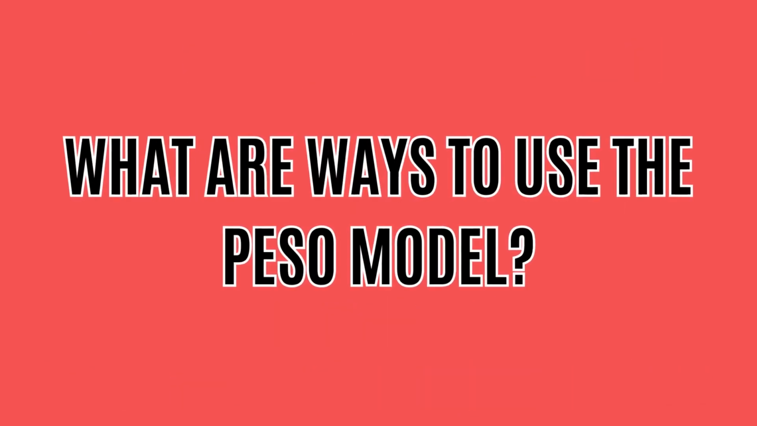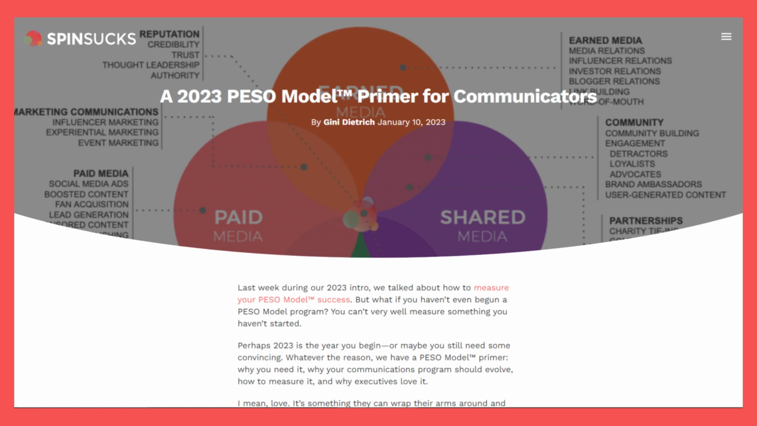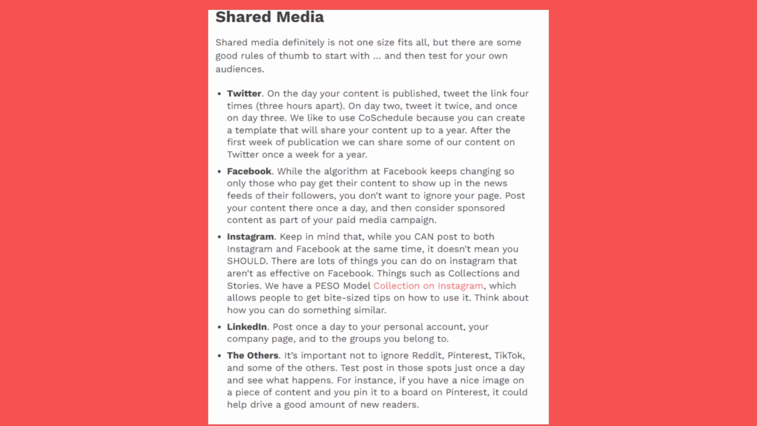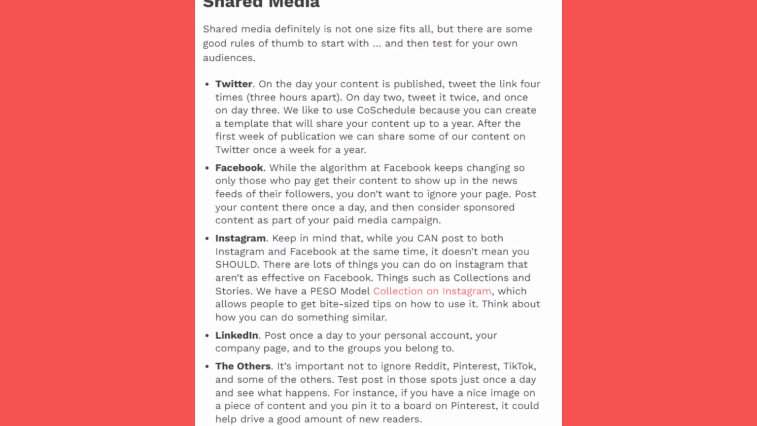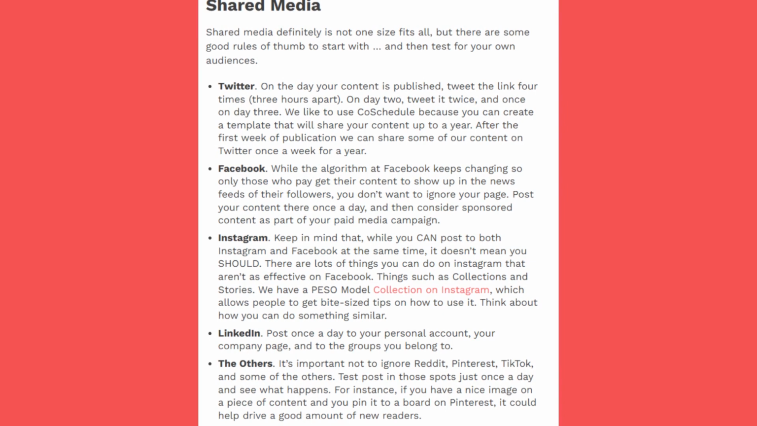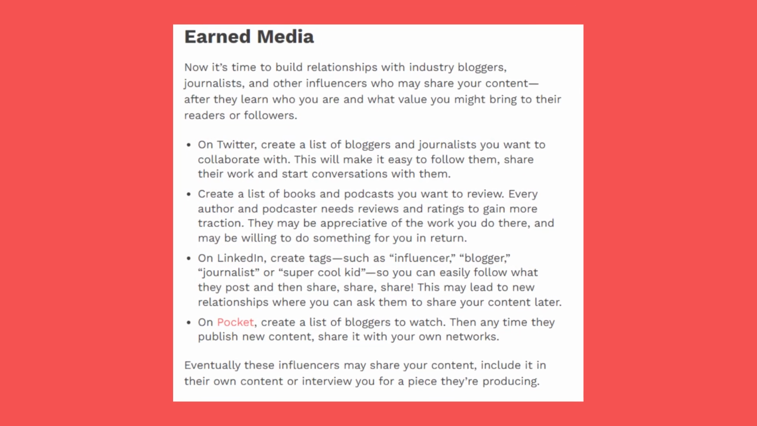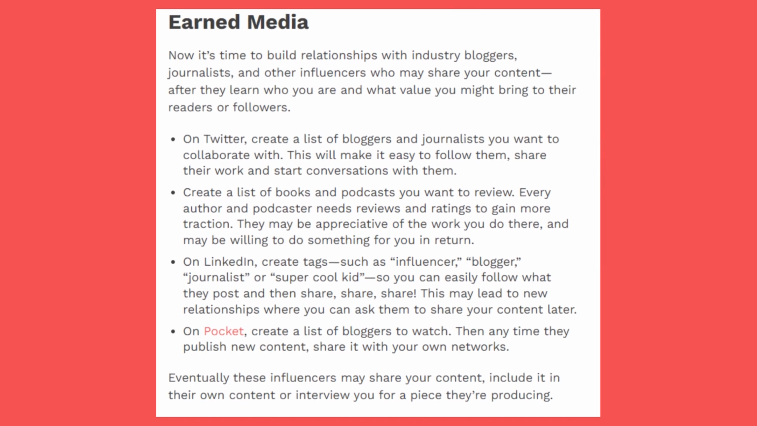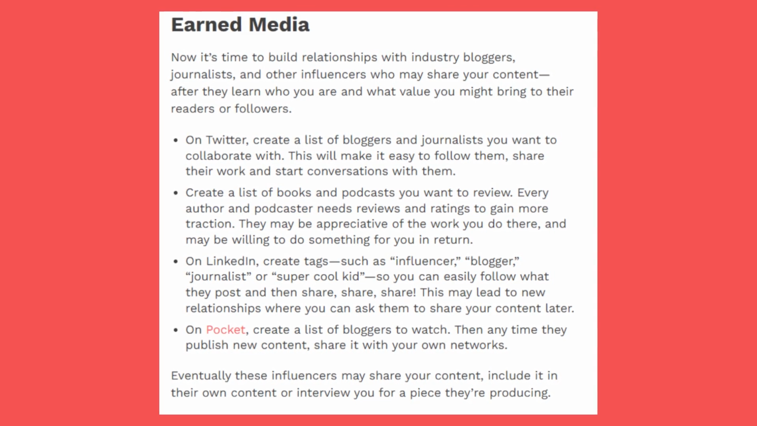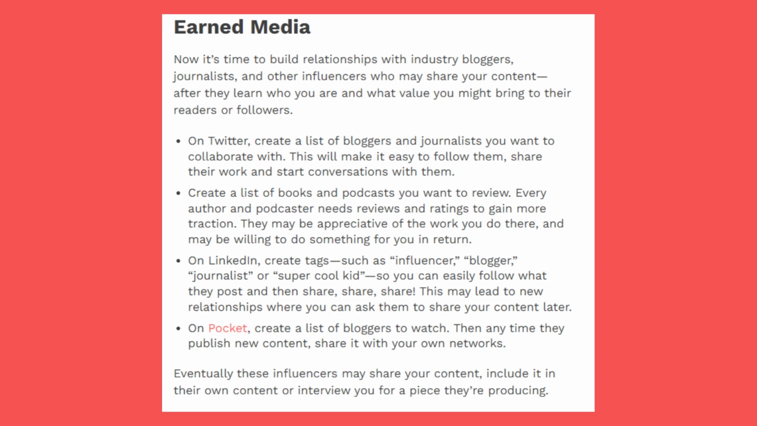So how can a brand use the PESO model? From the Spin Sucks blog post, a 2023 PESO model primer for communicators, this is outlined. With shared media, after you post your own content to your website, share it on social media. It's explained how to do this differently on each different platform, from Twitter to LinkedIn and others, as well as to consider paid content on the social media platforms. With earned media, you can create a media list of influencers in your niche that you want to collaborate with. They can be popular from social media, they can be bloggers, or they can be journalists, and so on. Then you can follow them, share their content, recommend content to them to review, and start building a relationship with them. And then eventually, they may share some of your content.